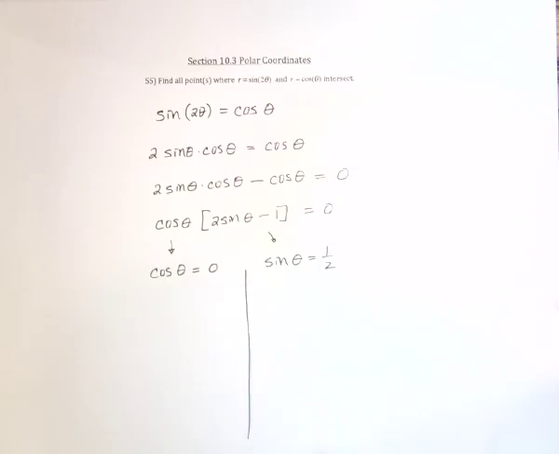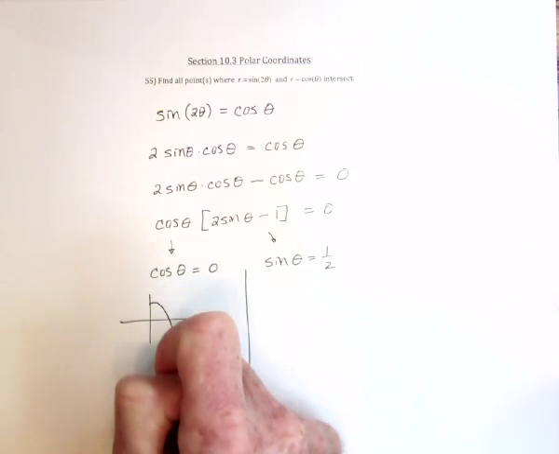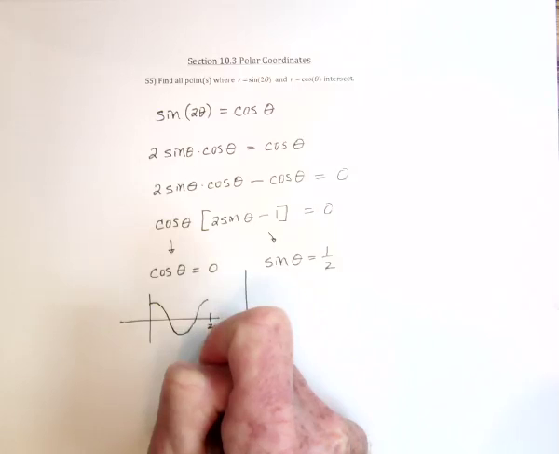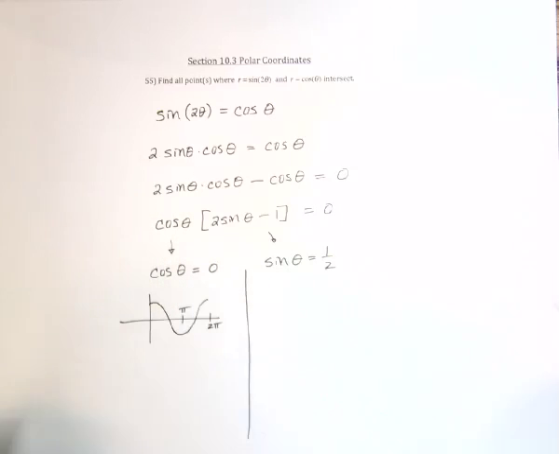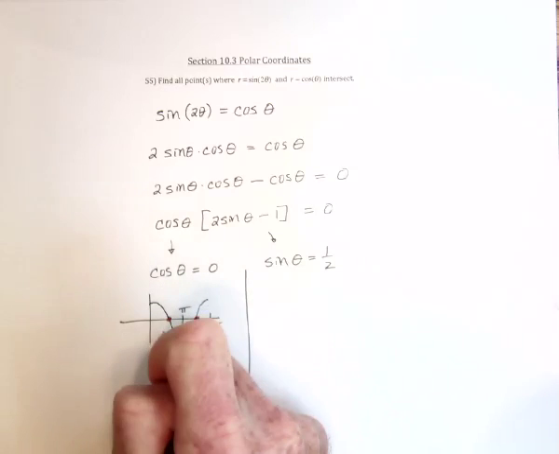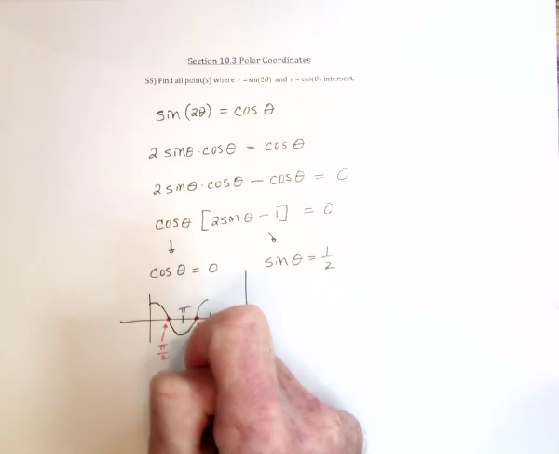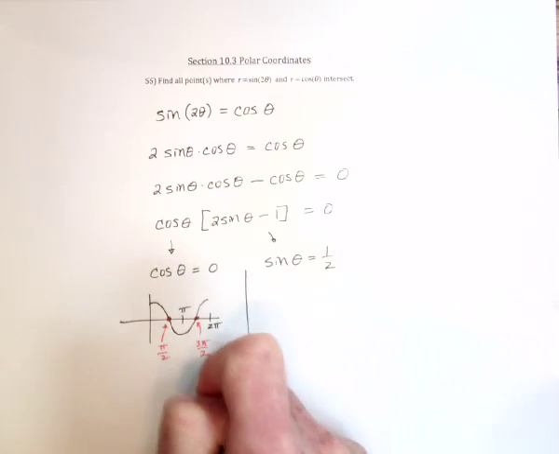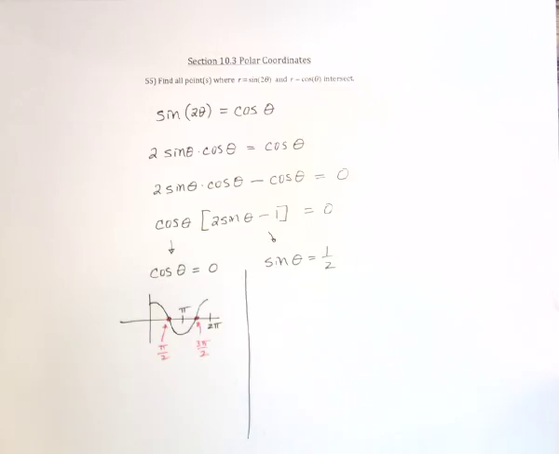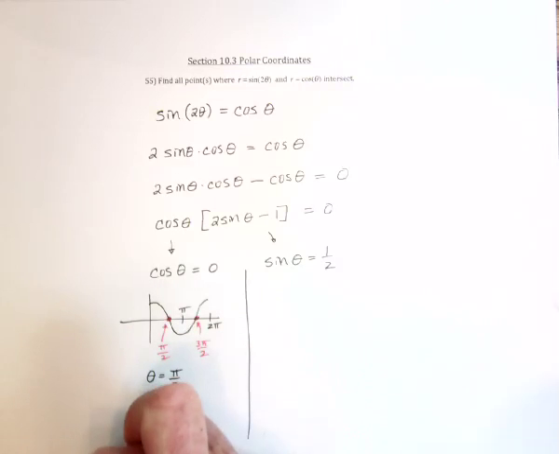So on the left-hand side, just take a look at the cosine graph. Cosine is equal to 0 right here and right here. So this is going to be at pi over 2, and this is going to be at 3 pi over 2. And then we've got theta equals pi over 2. Theta equals 3 pi over 2.